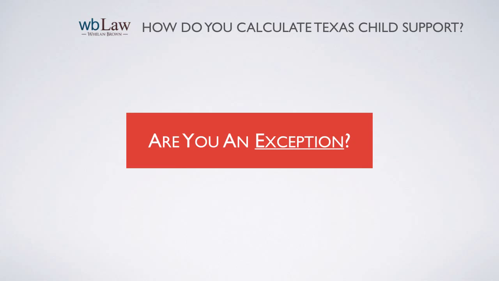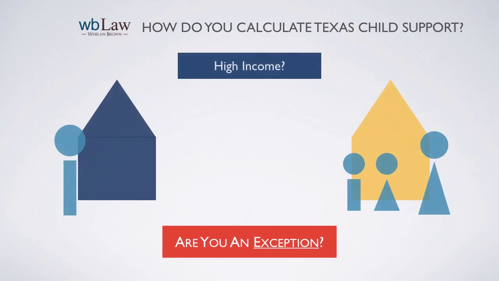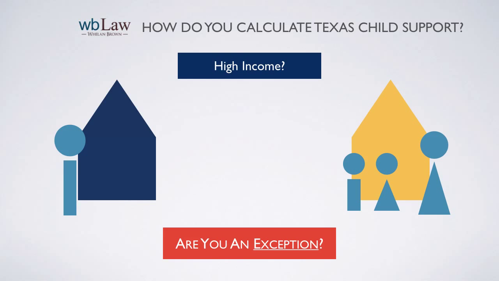So, the big question, now that we know the general math, is whether these things even apply to you. Is there something special in your case that makes you an exception to the rules? I will say there are several exceptions, but we'll talk about the 3 most common and how a court uses that weirdness to come up with a custom number. So, common exception number 1, is there a high income in the case?